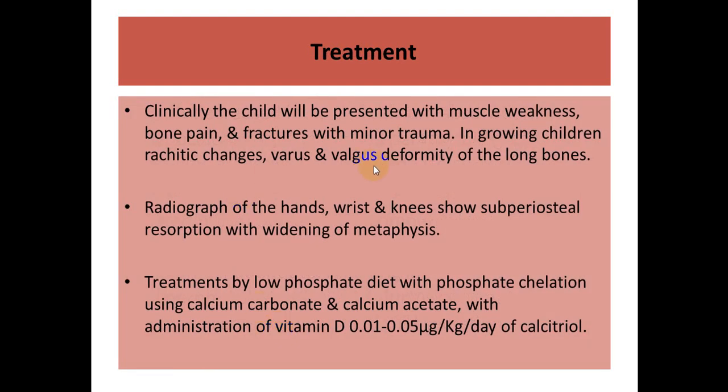So the patient presents with muscle weakness, bone pain, maybe fractures, and maybe arthritis, especially with growing bone changes, and bone changes like varus and valgus deformity. X-ray of the bone shows subperiosteal resorption and widening of the metaphysis. Treatment is a low phosphate diet with phosphate chelation like calcium carbonate, plus vitamin D supplement.